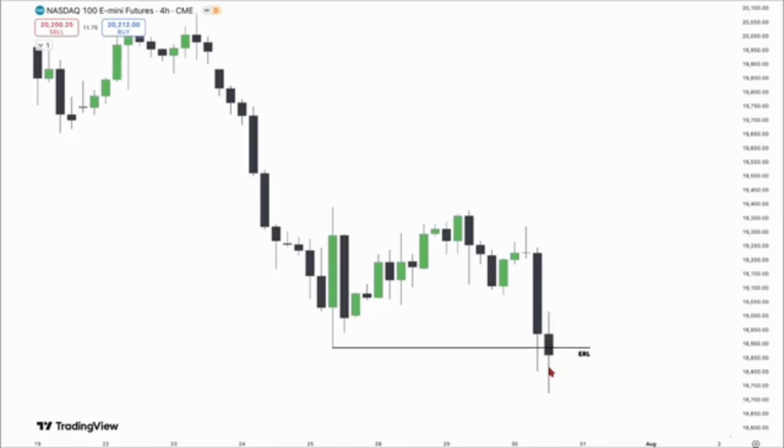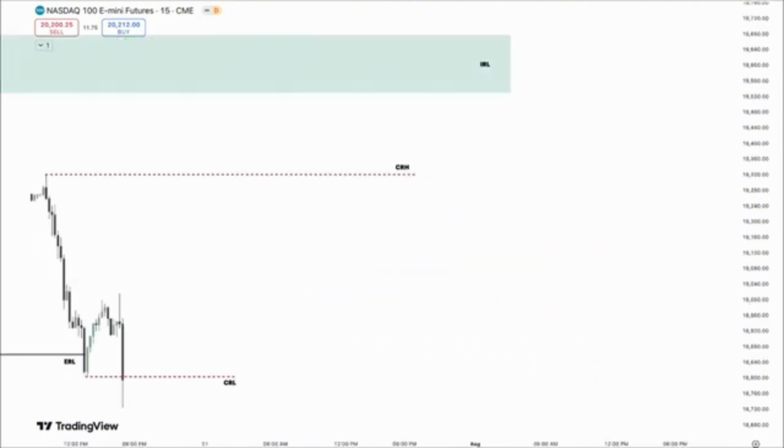You can see that the price swept the low of the previous candle and closed inside, which indicates that the next 3 candles could form a CRT. So, we'll mark the CRT ranges and also identify our next liquidity, which is the IRL, right here in this FVG. Now, let's switch to the 15-minute chart to see how it plays out.